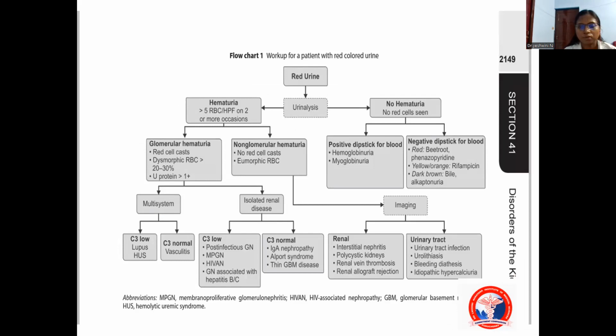So non-glomerular, go for imaging and find out the cause. If it is glomerular, you do C3, C4 to diagnose what it is. If there is no hematuria, you do a dipstick and find out if there is hemoglobinuria or myoglobinuria. If it is negative for dipstick, then you diagnose whether it is because of some dyes.